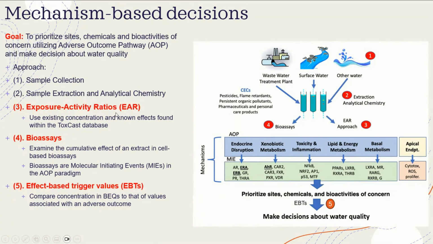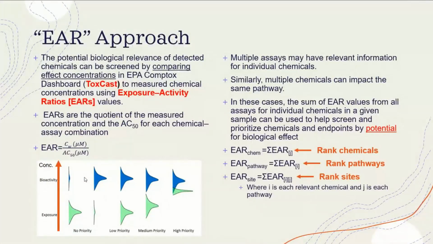We'll start with the exposure activity ratios, or EARs. This simply uses the concentration of the chemical that's present and looks at a publicly available database. Then we'll go into the bioassays, looking at cumulative effects of an extract in the cell-based assays and incorporating this information into the adverse outcome pathway. And finally, we'll take these bioassays and look at what's called a trigger value, using bioequivalence. Okay, so let's start with the EAR approach.